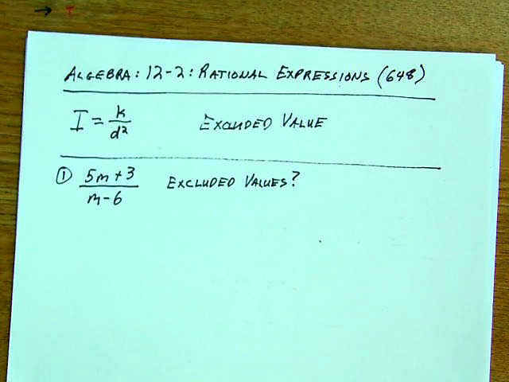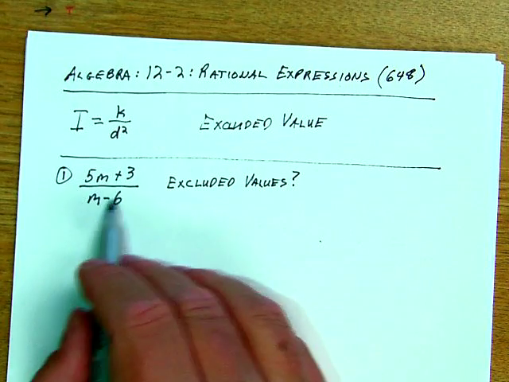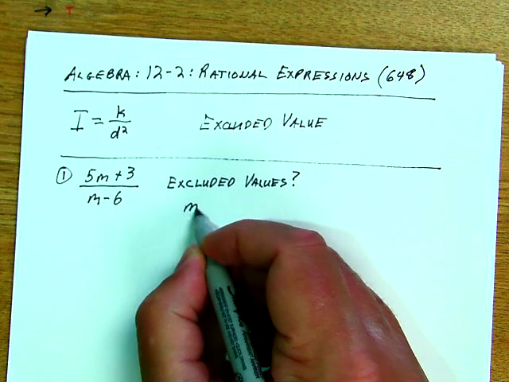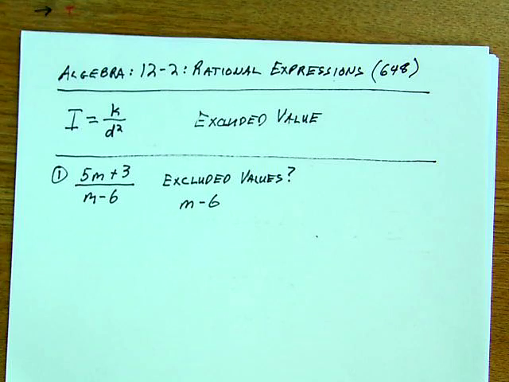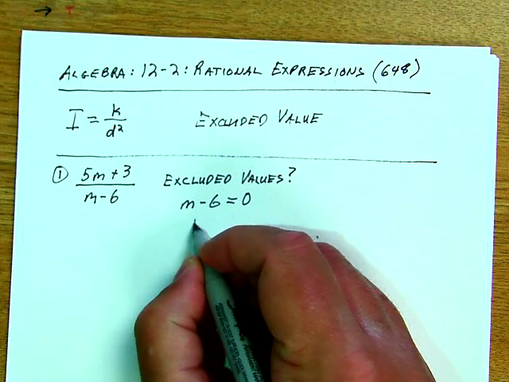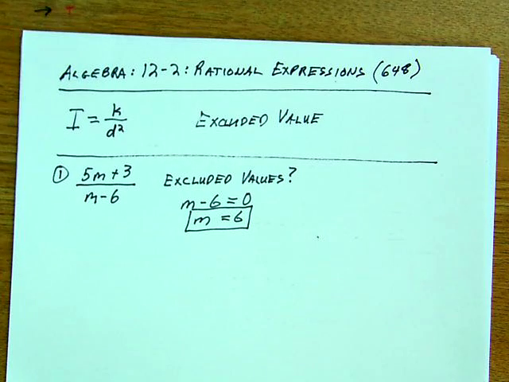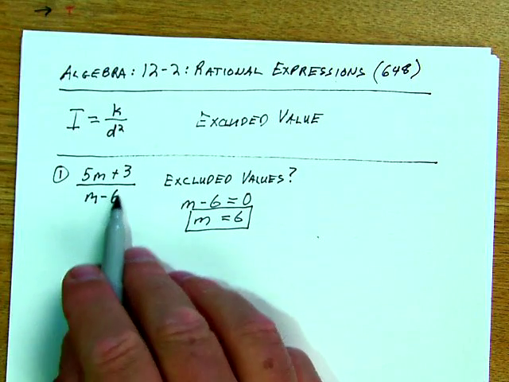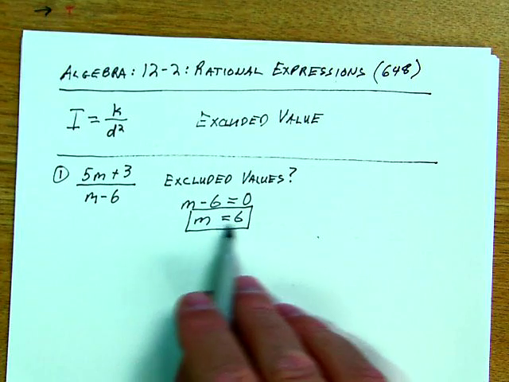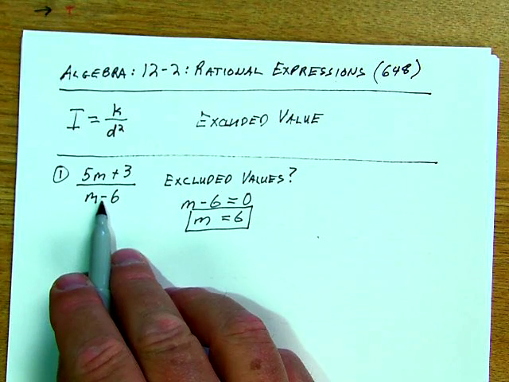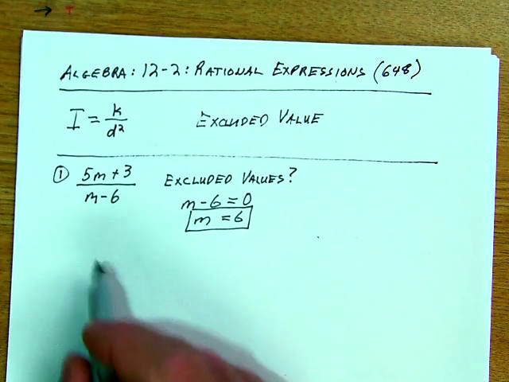Well, the excluded values are going to be any value that makes the bottom, or the denominator, equal to 0. So I can just take the expression on the bottom, set it equal to 0, and solve it. I add 6 to both sides, and there is my one and only excluded value to this problem. In other words, if I came up with a value of m, it can't be 6, because if it is 6, then I get an undefined answer. So the excluded value is 6.